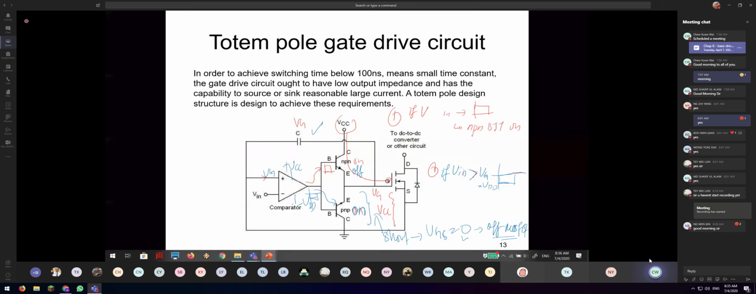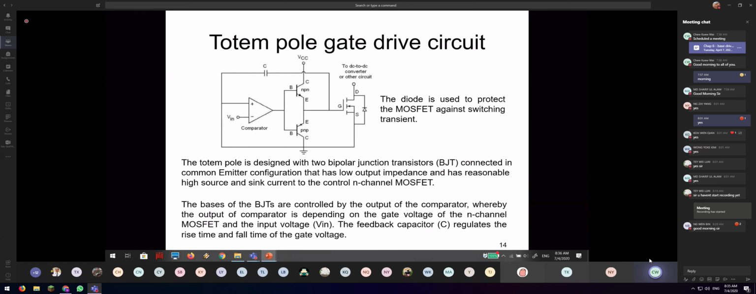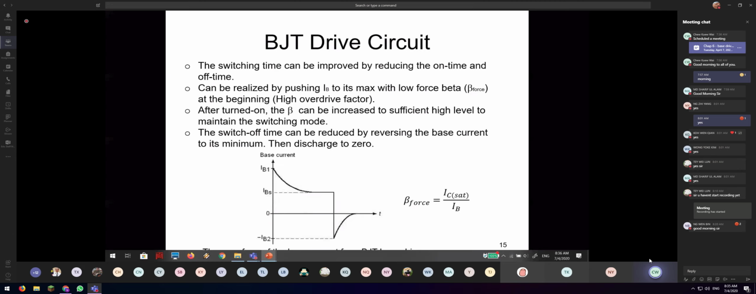So this is basically the so-called Totem pole gate drive circuit. Actually all of this is in charge by the IC inside. Okay. So this is also same as the explanation I explained just now.